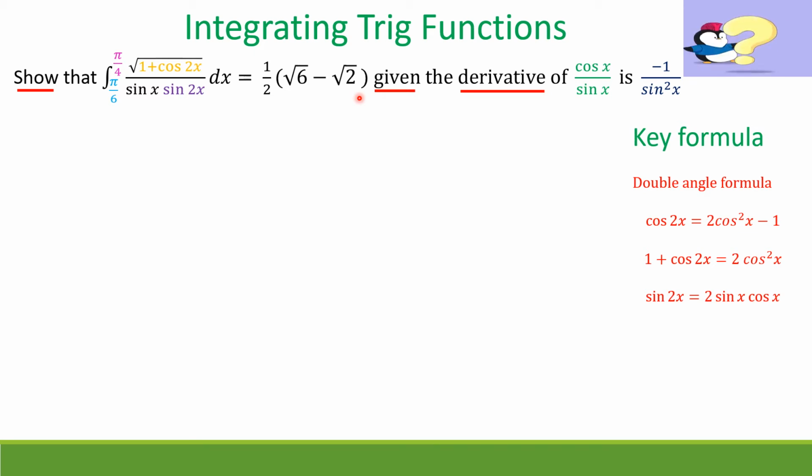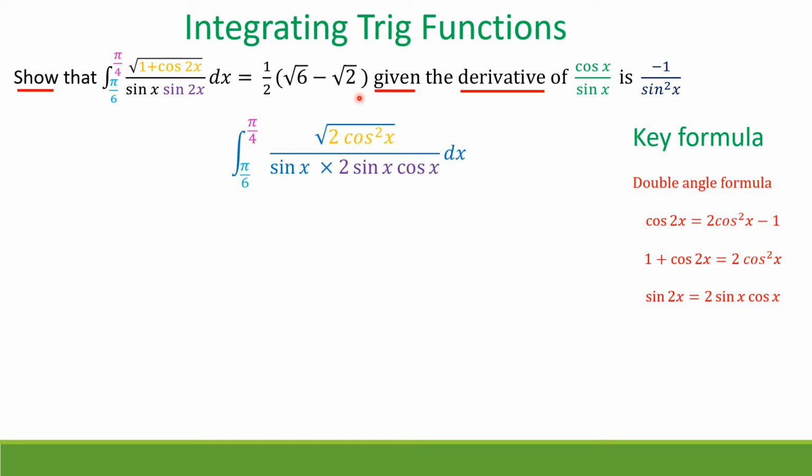Well done, guys. Hopefully you've managed to get an answer. So fantastic work. The first thing we're going to do is substitute in, instead of 1 plus cos 2x, this formula here of 2 cos squared x. So I've got the square root of 2 cos squared x in the numerator. My denominator is still sine x, and then this sine 2x becomes 2 sine x cos x from the double angle formulae over here on the right hand side.